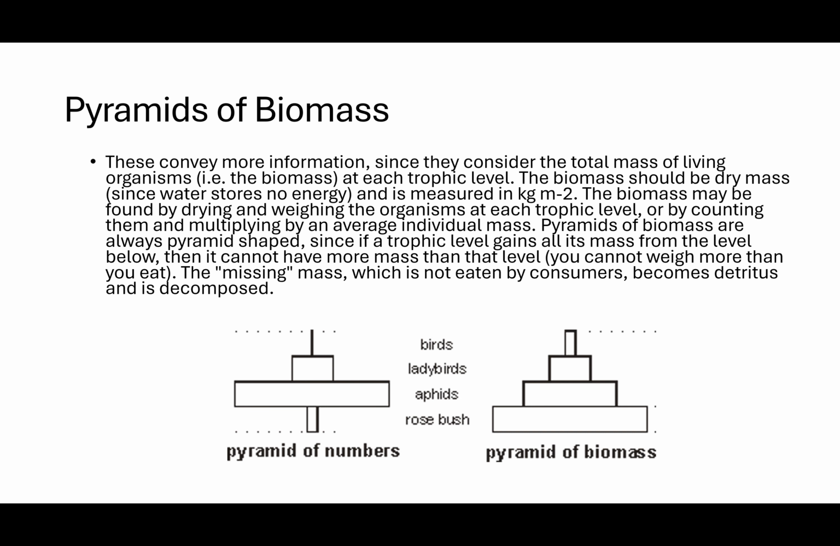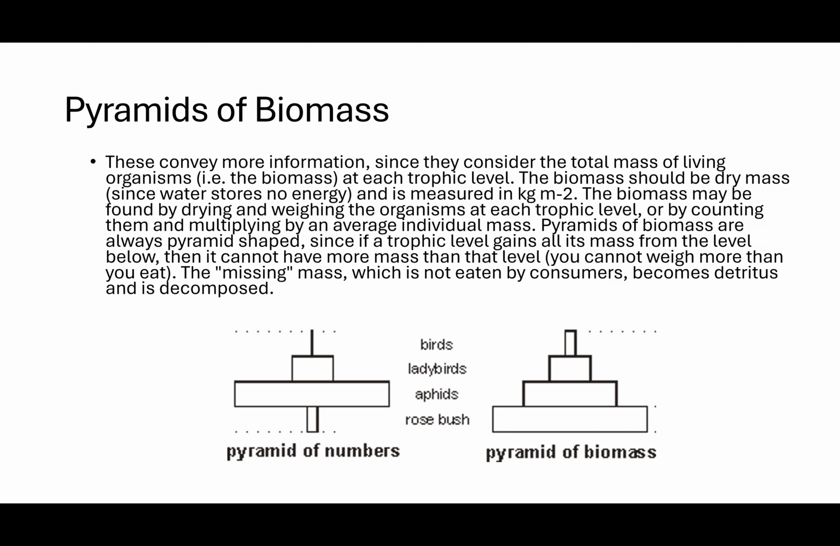The biomass should be dry mass, so the dry mass being stored, with no water there. We must always combust to remove all the liquids, so the dry mass can be measured. It's measured in kilograms per square meter. The biomass may be found by drying and weighing the organisms at each trophic level, or by counting them and multiplying by an average individual mass. So pyramids of biomass are always pyramid shaped.